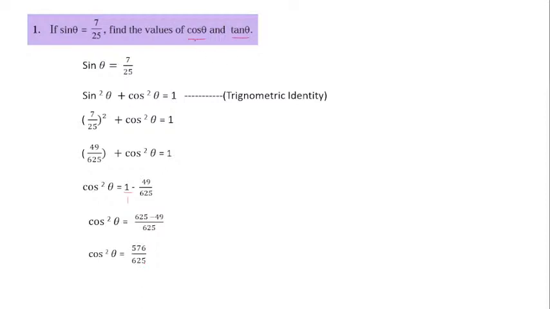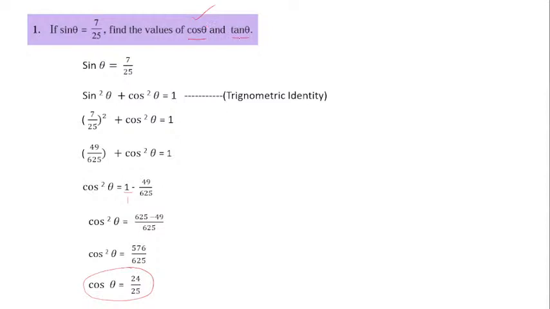But we want the value of cos theta, so we have to take a square root on both sides, as we have got the value of cos square theta. If we take square root on both sides, we get square root of cos square, that's cos theta, and square root of 576, 24, divided by square root of 625, which is 25. So this is the value of cos theta, that is cos theta is equal to 24 divided by 25. So we have got the answer of the first question, the value of cos theta.